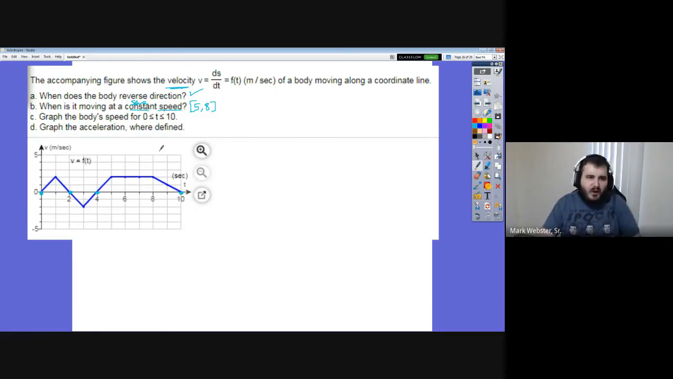Now it says graph the body's speed from 0 all the way to 10. Well, what's speed but the absolute value of velocity? So the only part that we actually know is going to change is the part that's negative, right? Well, this part's negative. Everything else is the same. It goes down to negative 2, or shouldn't it be going up to positive 2? So it should just go up. This is the only difference; otherwise the whole thing is the same.